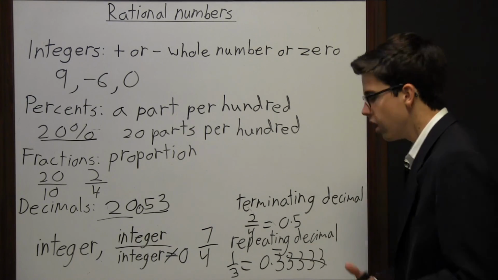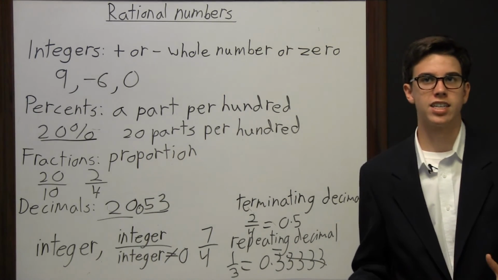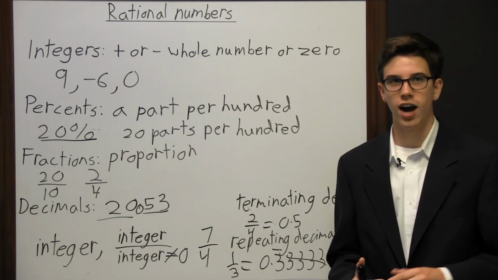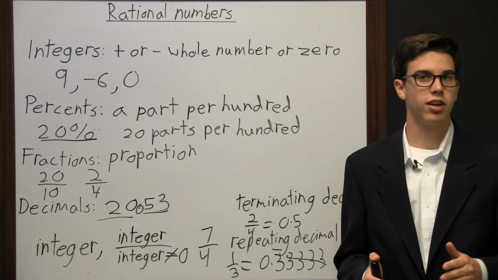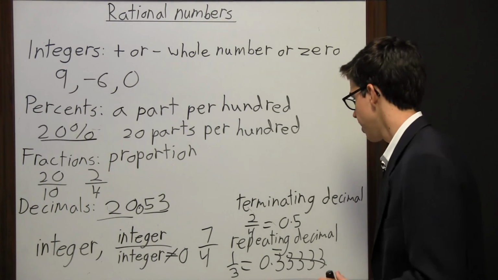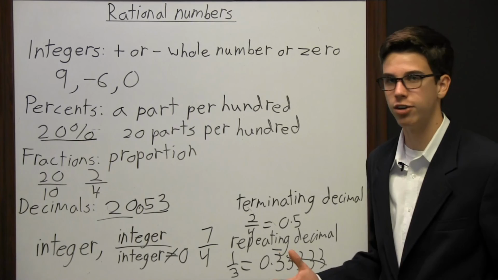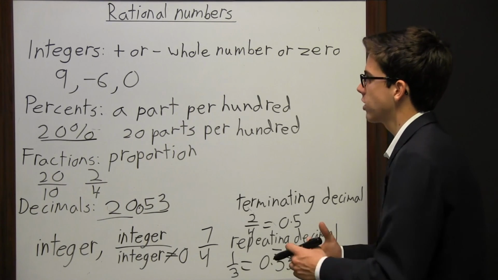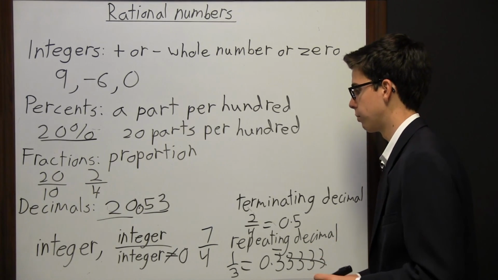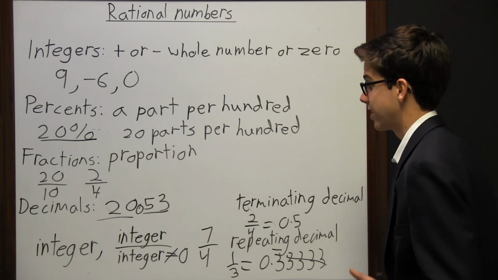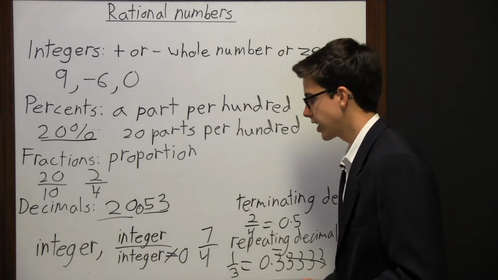What you don't want is a decimal like pi, where you have 3.1415926, 5359. It just keeps going on and on. So there's no ending to it, so it's not a terminating decimal, and there's no pattern to it, so it's not a repeating decimal. That's what an irrational number is, one that just keeps going like this. These numbers, they have basically a stopping point. And so that's what we're looking for.